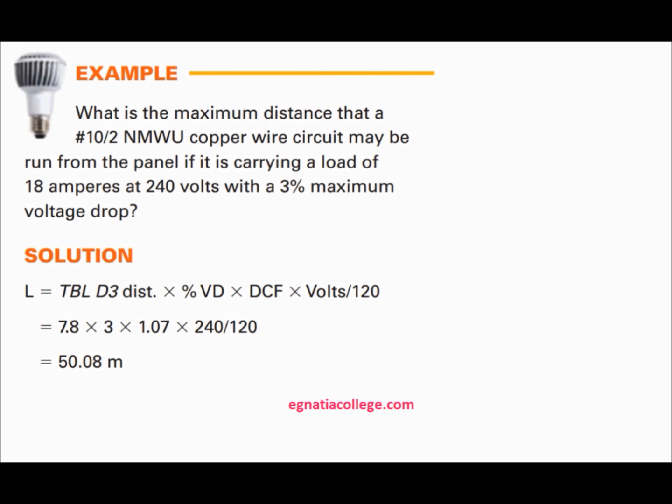Example: What is the maximum distance that a number 10-2 NMWU copper wire circuit may be run from the panel if it is carrying a load of 18 amperes at 240 volts with a 3% maximum voltage drop? Answer: 50.08 meters.